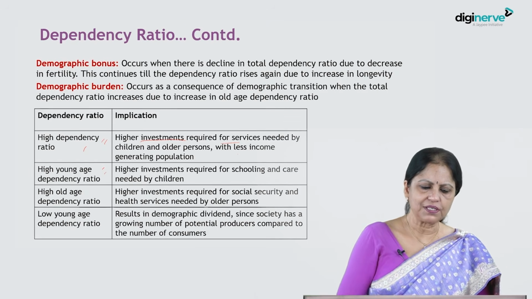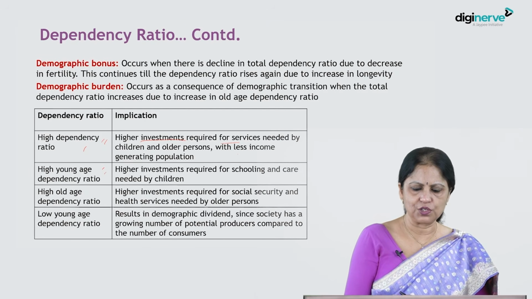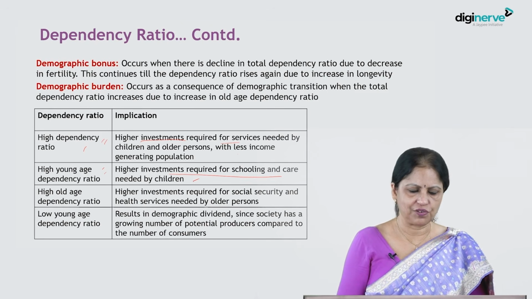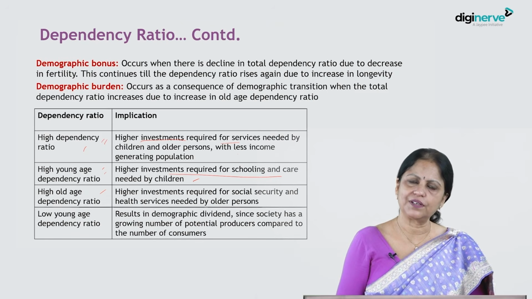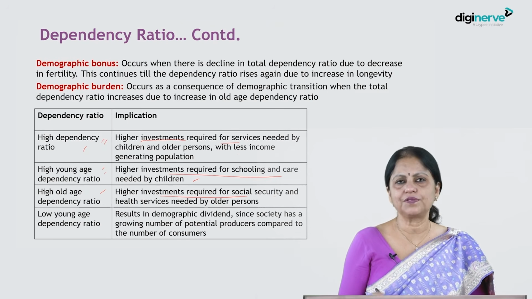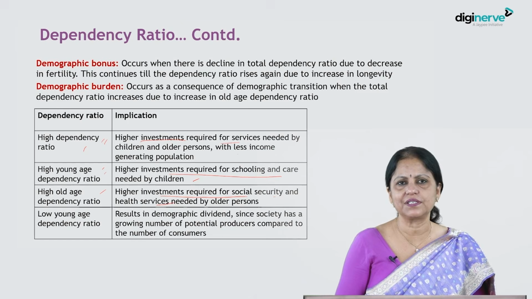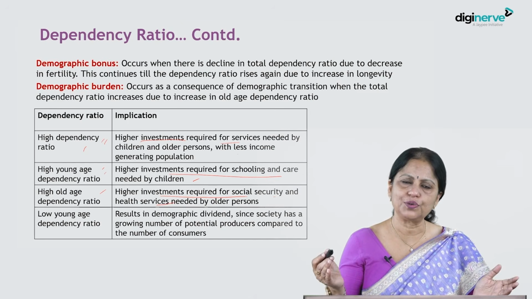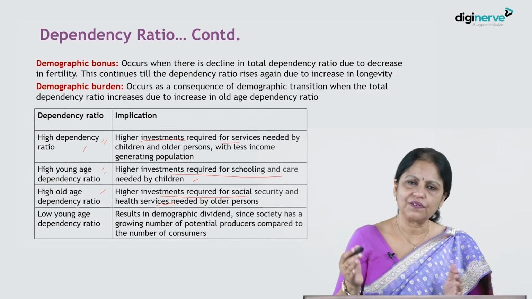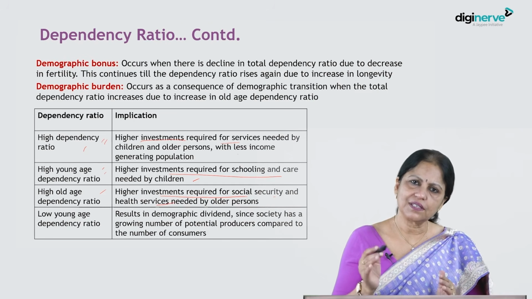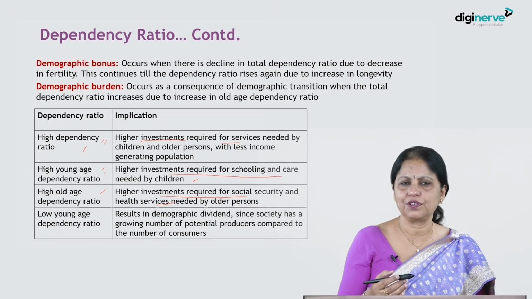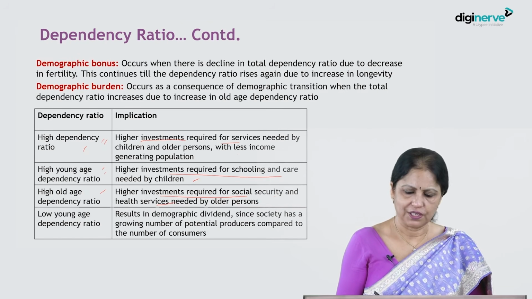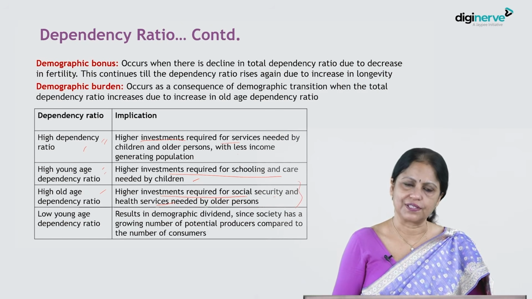What happens when there is a high young age dependency ratio? Higher investments are required for schooling and care needed by children. With a high old age dependency ratio, we need higher investments for social security and health services. Older people suffer from more chronic diseases, and due to the increase in longevity, survival is more and the diseases are still there. They need to be treated, the chronic long-term diseases. So health services are required. So these require a lot of investment.